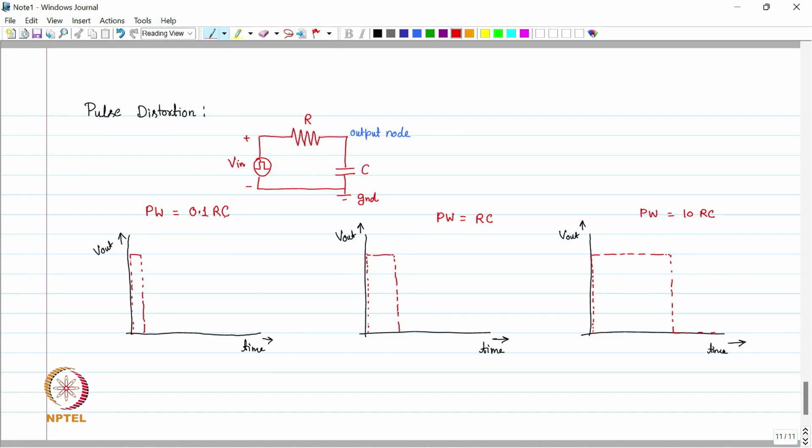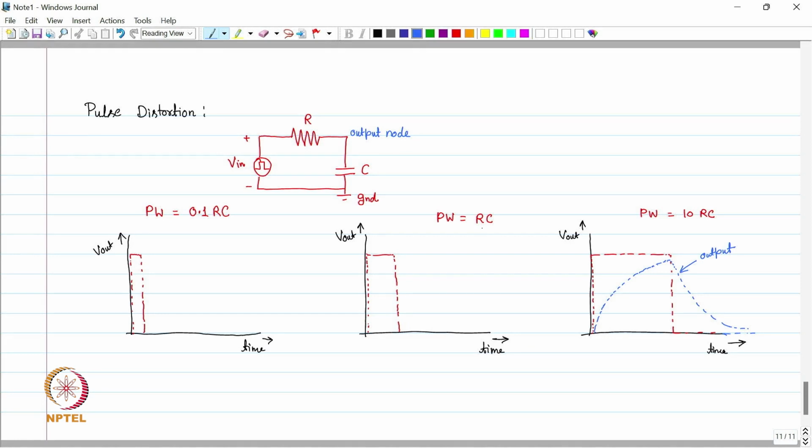So in the case of pulse width equal to 10 RC, let's consider the low frequency case, which is easy to understand. The output has enough time to charge and discharge. It can reach, let's say, the high value and again the low value. So we can see the pulse is in very good shape. This is the output. We can see the pulse is good.